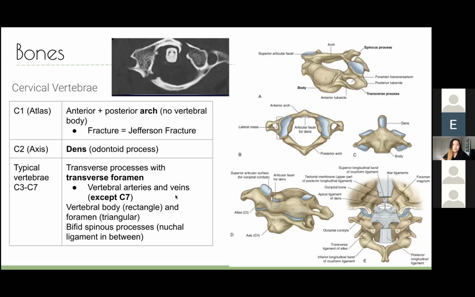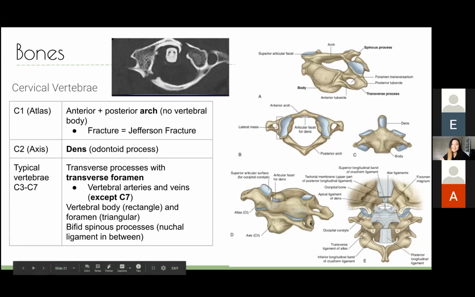And then you've got your typical cervical vertebrae, which have a transverse process with your transverse foramen, and that houses your vertebral arteries and veins, except for C7. And sometimes they test that, so not C7. And then you've got your vertebral body and foramen and a bifid spinous process where your nuchal ligament sits.